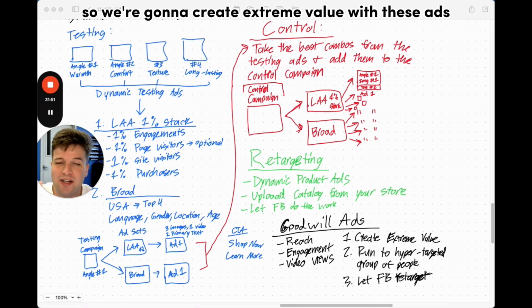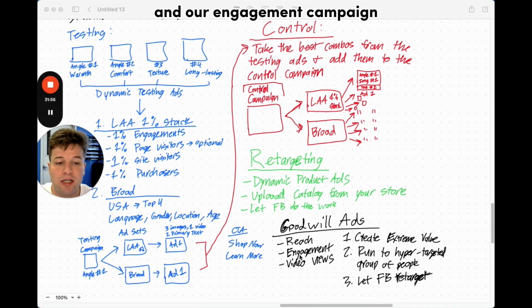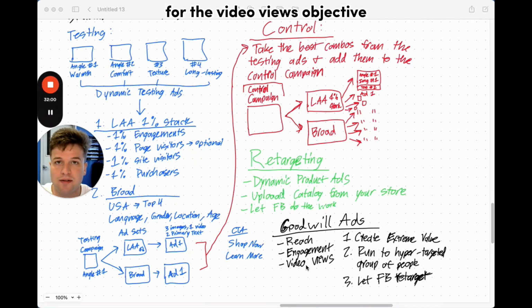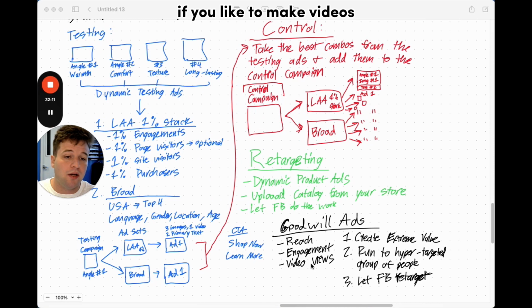So we're going to create extreme value with these ads. We're going to create image ads for our reach campaign and our engagement campaign, and then we're going to create video ads for the video views objective. Okay? And again, you can just do one. You can do both if you want, whatever you're better at. If you're a wordsmith and you like to write a lot, then do a reach ad and an engagement ad. If you like to make videos, then do a video views ad, an engagement ad, and a reach ad.